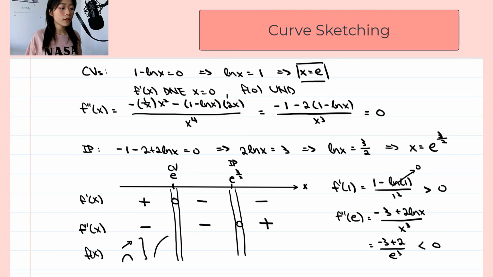And then for the interval when x is between e and e to the power of 3 over 2, the function is decreasing and it is concave down. So we put that together, and the function will look like this. In the last interval, the function is decreasing and concave up. So the function will look like this part of the concave up.